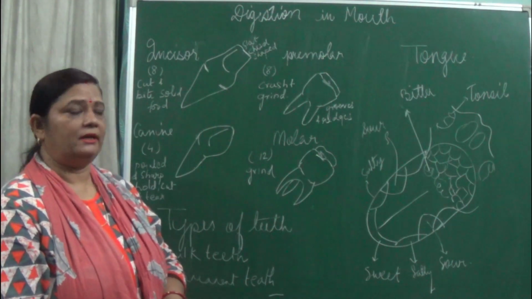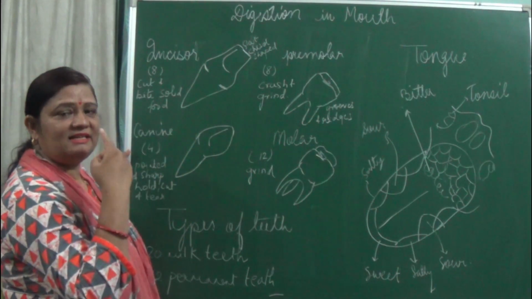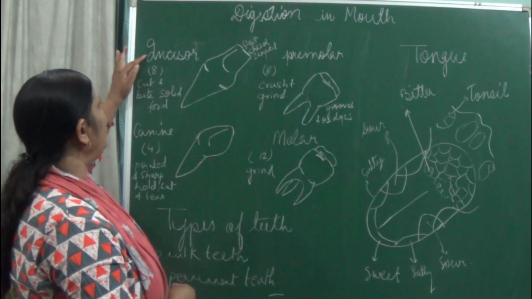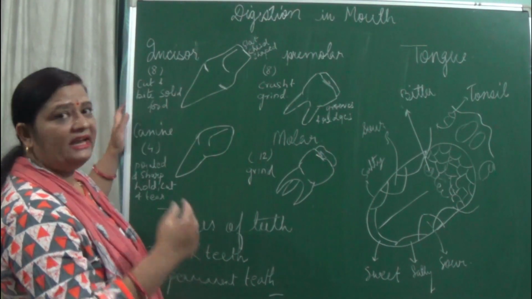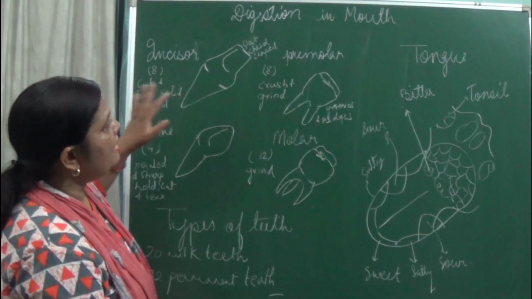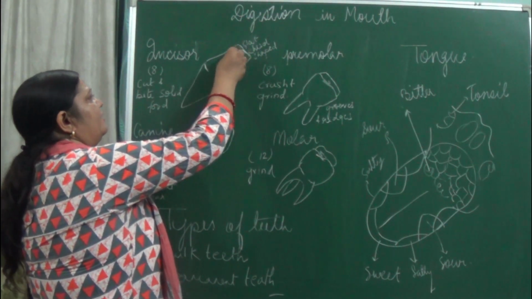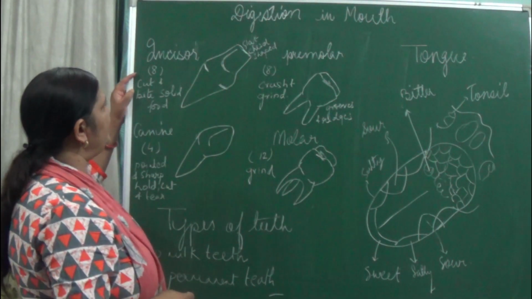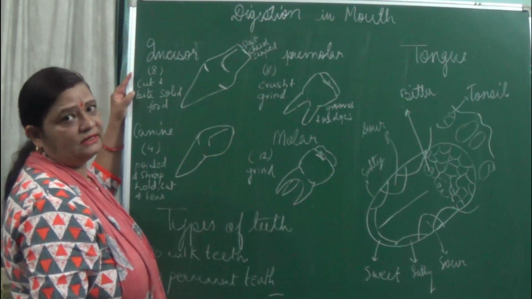Here we see the first teeth, the incisors. You can see how they are arranged. They are 8 in number, arranged above in the front of the mouth, and they are flat and chisel shaped. If they are chisel shaped, what happens? Their function is to cut and bite the solid food.